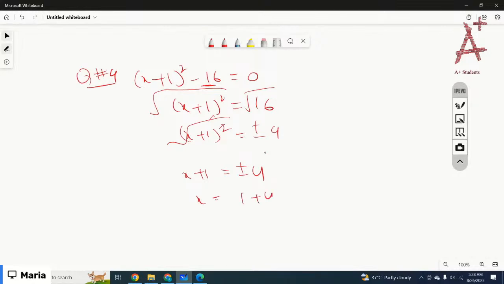So x equals negative 1 plus 4 and x equals negative 1 minus 4. It would be 4 minus 1 is 3 and it would be negative 5. So the two roots of the equation are 3 and negative 5.